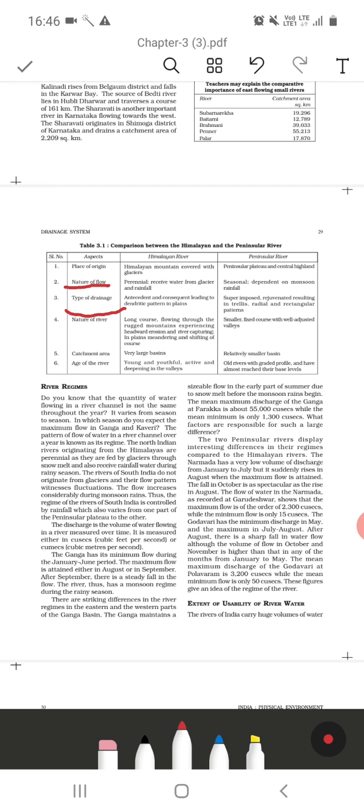The third one is types of drainage. The drainage type for the Himalayan river system is antecedent and consequent. And because of their antecedent and consequent drainage, they mostly form the dendritic drainage pattern. While the peninsular river systems are forming trellis, radial and rectangular drainage patterns.